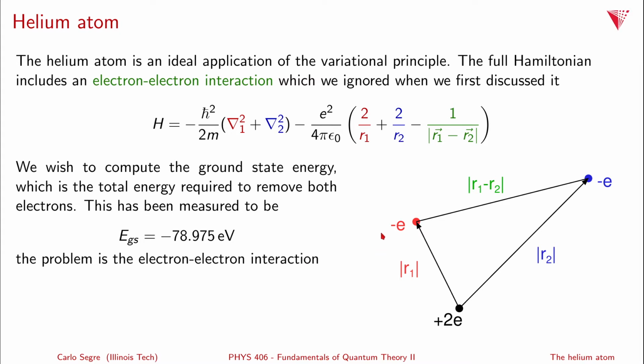The problem in doing this calculation is this electron-electron repulsion, because it's easy enough to do the calculation for the direct Coulomb potential, but it gives you a very poor estimate of the energy. This interaction potential, which we'll call V sub EE, is e squared over 4 pi epsilon naught times 1 over the absolute value of R1 minus R2. And this is not exactly soluble.